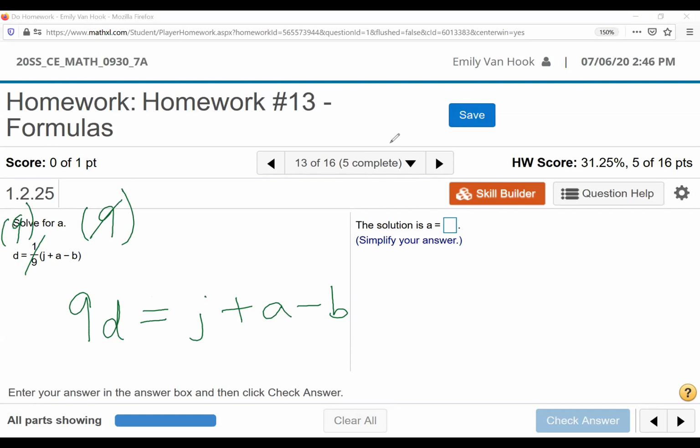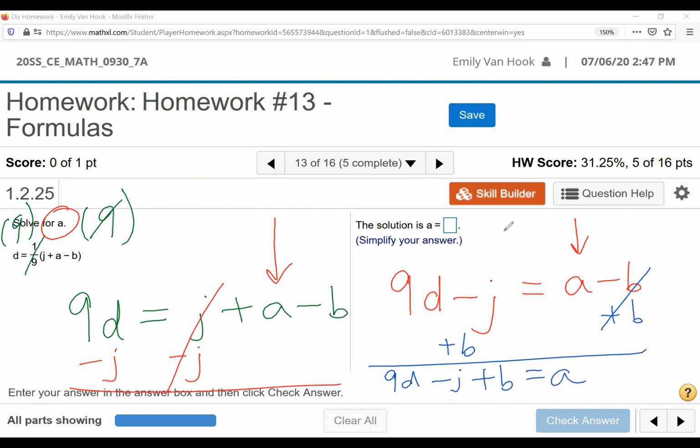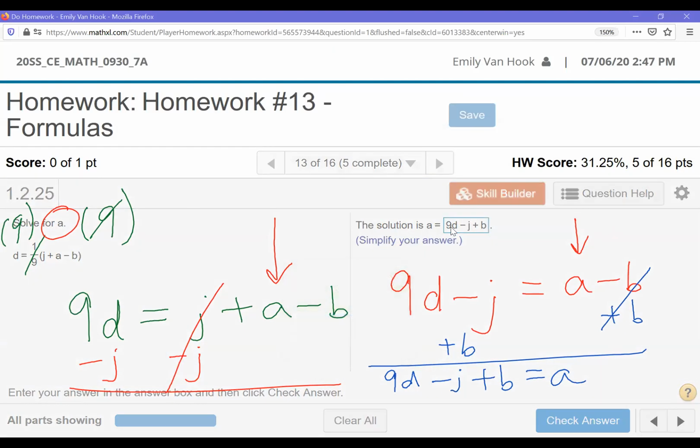Now we're solving for a. So I need to get rid of the j as well as the b. Let's start by subtracting j on both sides, because that's positive. So 9d minus j equals a minus b. Since I'm solving for a, the last thing we need to cancel out is b. Since it's a minus b, let's add b on both sides. So for my final answer, 9d minus j plus b equals a. None of those are like terms, so we leave them separate. For our solution, we would type a equals 9d minus j plus b.